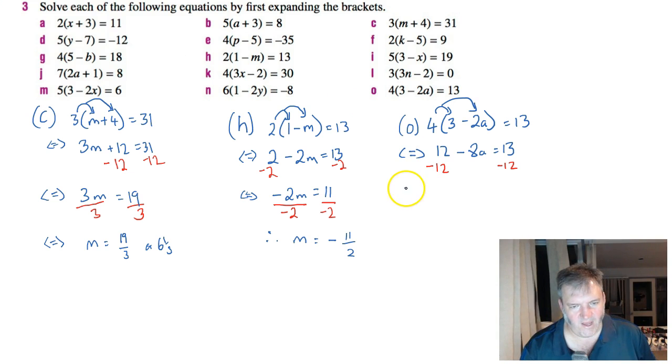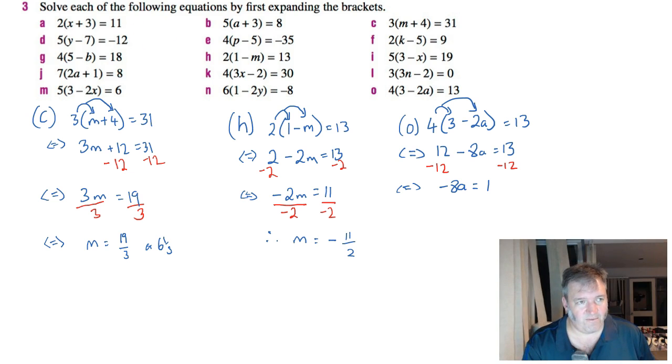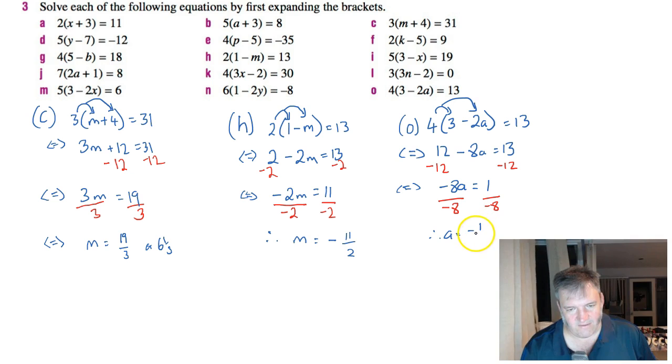Get my blue pen back. So now on the left-hand side, I just have negative 8a, and that's equal to 13 minus 12 is 1. Last step, dividing by negative 8 on each side. Remember, that's negative 8 times a, so I've got to divide by negative 8. And I'm left with a equals negative 1 over 8.